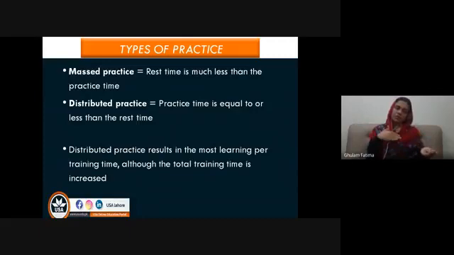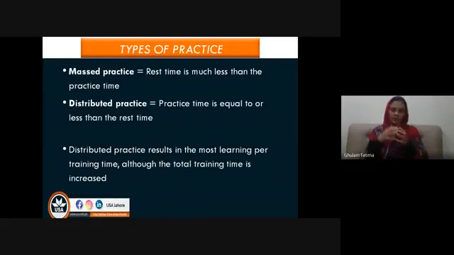But there is another type of practice which is many times required for neurological patients. This is called distributed practice, where your rest time is either more or at least equal to your practice time. So when the patients are weak, or have mental or physical fatigue issues, then you will go for distributed practice.